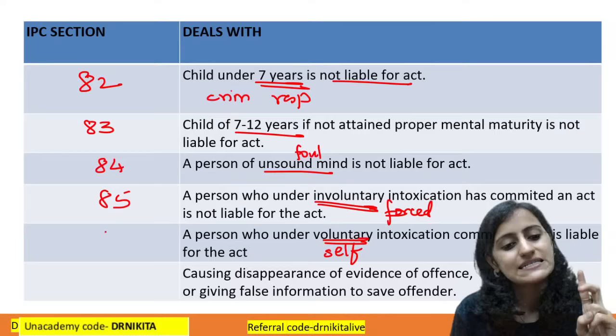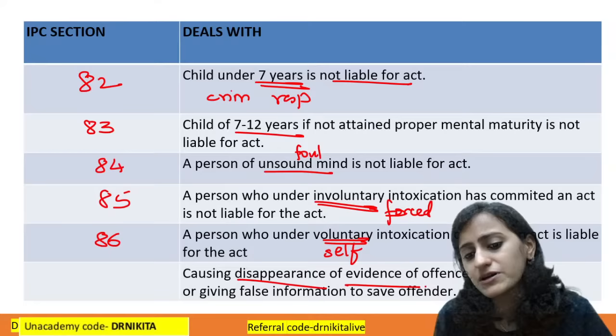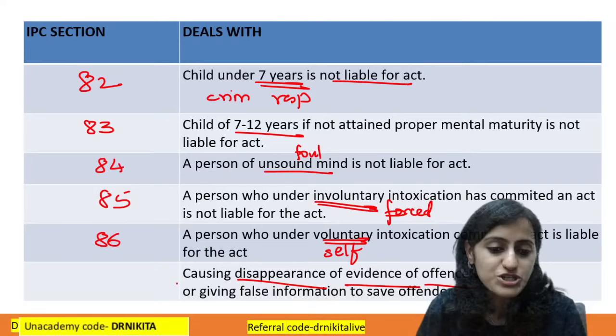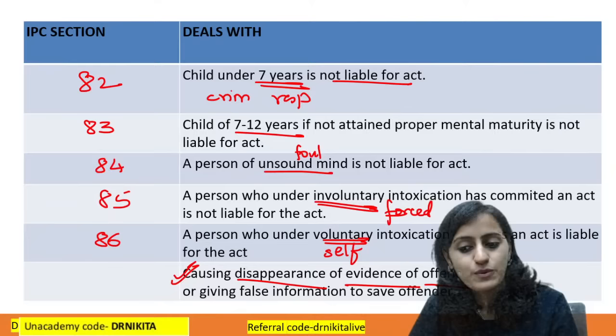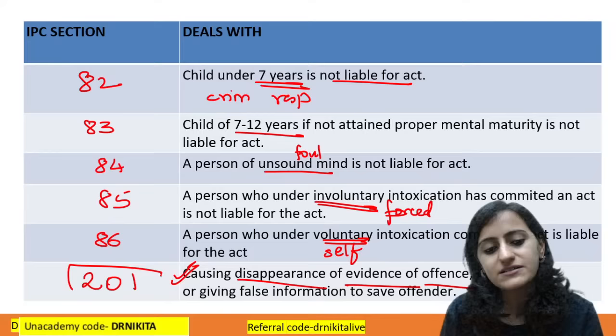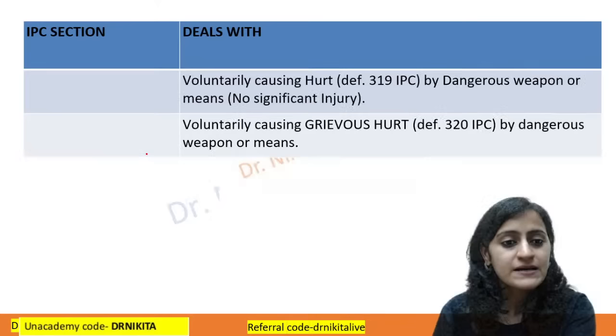Tell me which is this one. Causing disappearance of evidence of offense, disappearance or destruction of evidence, which is this IPC? Very good, that is your 201. Remember this: mischievous person nullifying the evidence, that is 201, right? Next one.